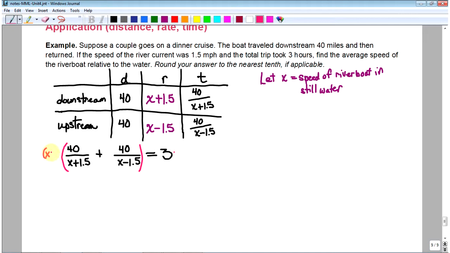If I multiplied my left side by x plus 1.5, that would make the denominator in the first fraction cancel out, but it would not cancel out with my second fraction where we have x minus 1.5. So that means I'm going to need to multiply by that denominator also. Whatever we do to one side of the equation, we also have to do to the other. So on the right, we multiply by x minus 1.5 times x plus 1.5.